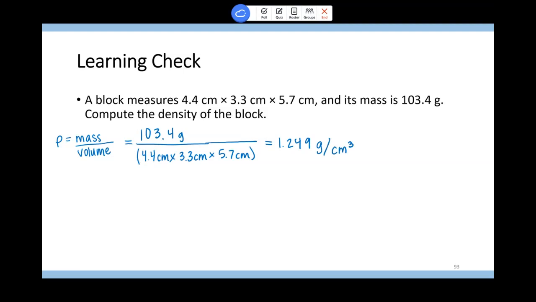And then how many sig figs are in the product here? How do we know there's two? The denominator would have two, yes. For the volume, we have three measurements that each have two sig figs. We're multiplying all of them together, so the denominator should have two sig figs. So then our answer should be 1.2 grams per centimeter cubed.